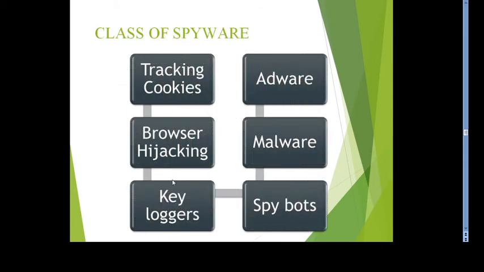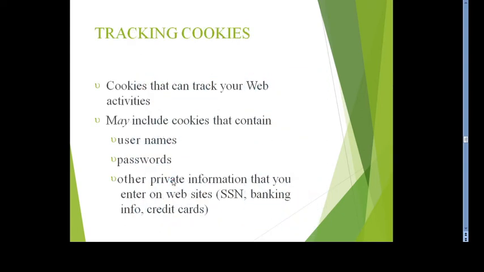The classes of spyware are as follows: tracking cookies, browser hijacking, keyloggers, spybots, malware and adware. We can explain them one by one. Tracking cookies. What do we mean by cookies? Cookies can track your web activities. They may include username, password, and other private information that you enter in a website, like serial numbers, banking information, credit cards, etc.